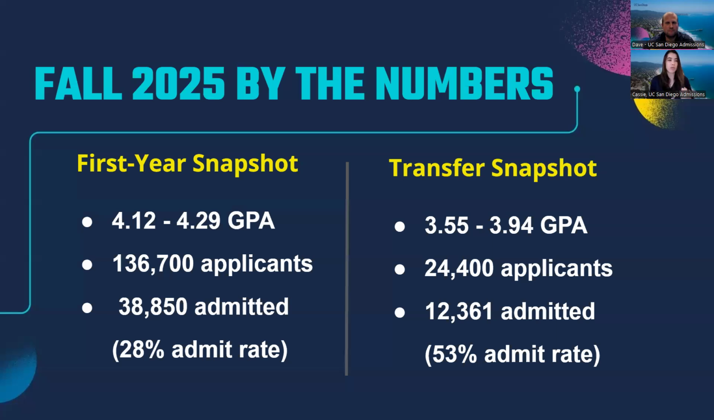So if you're looking at that 4.12 to 4.29 for our first years and you're worried that you don't fall within that range, keep in mind that we admit a wide range of students from a wide range of different high schools and different backgrounds. So 25% of our admitted students had a GPA below 4.12 and 25% had a GPA above 4.29. So you do not have to be within that GPA range to get into UC San Diego.